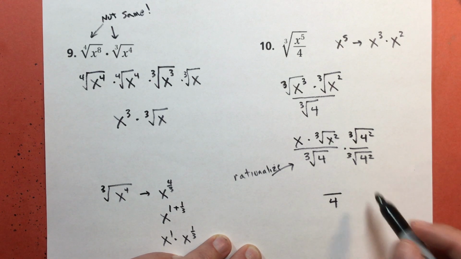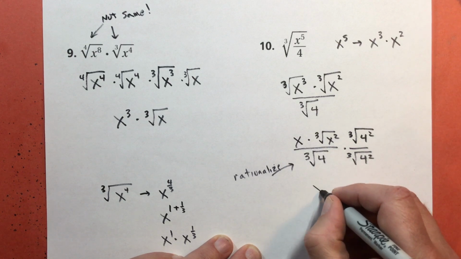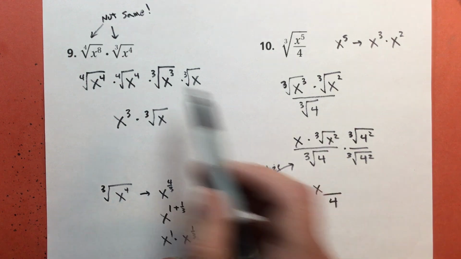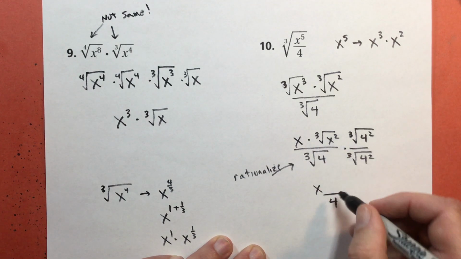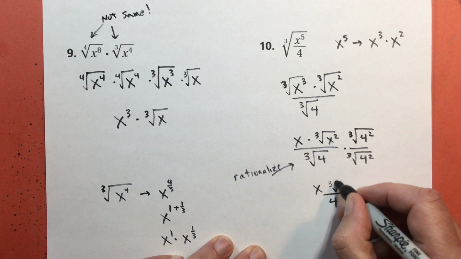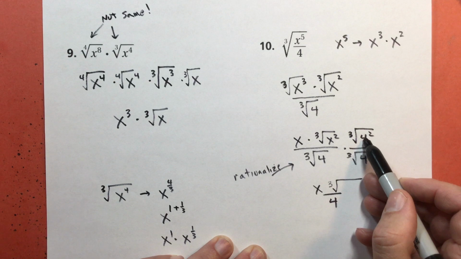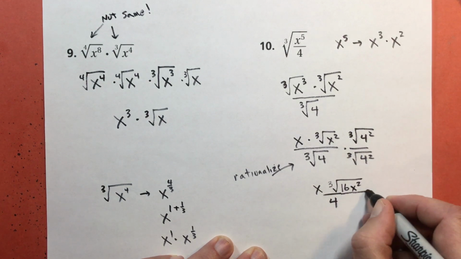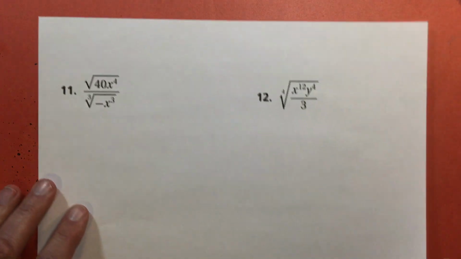Rational. In the numerator, it looks like a mess. Let's clean it up. I still have my x. These two have the same index. Like these two did not, but these two do. So now I can write cube root of, and I got to put the constant first as a coefficient, 16x squared. Should extend that a little bit more. As always, pause it if you don't understand.